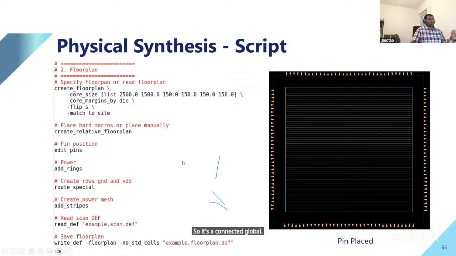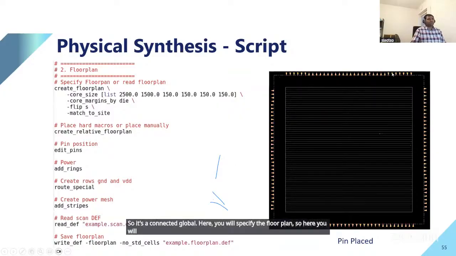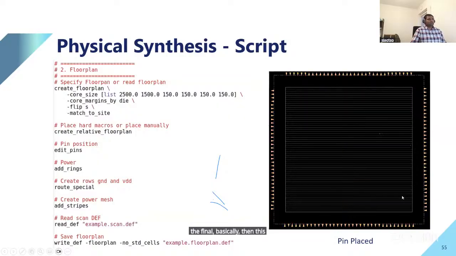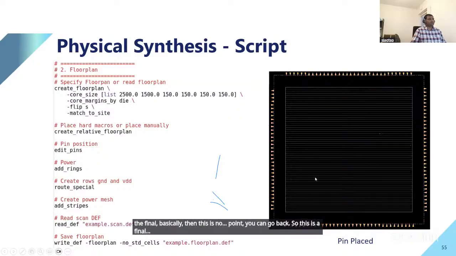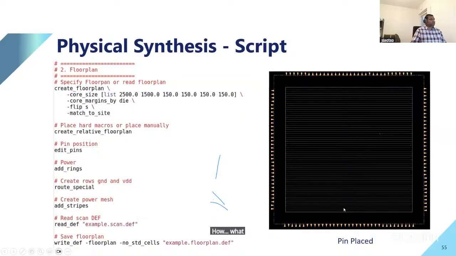Here you will specify the floor plan. So here you will actually specify the width and length of the final die. Then there is no point you can go back. So this is the final specification of a die, what is width and what is length.